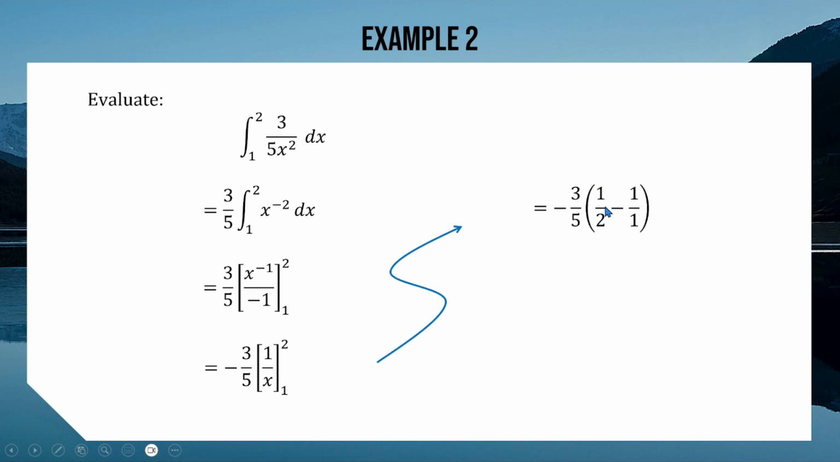So inside we have a half minus 1 whole, so this is going to give us negative a half. And so we're doing negative 3/5 multiplied by negative a half, which works out to be positive 3/10. Okay, so that would be the area underneath this curve between these 2 points, probably. Okay, that's example 2. Let's do another one.